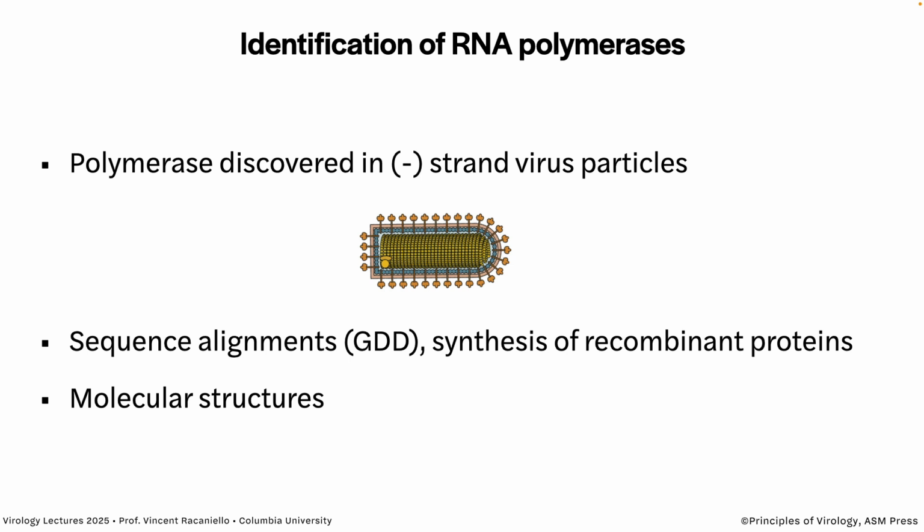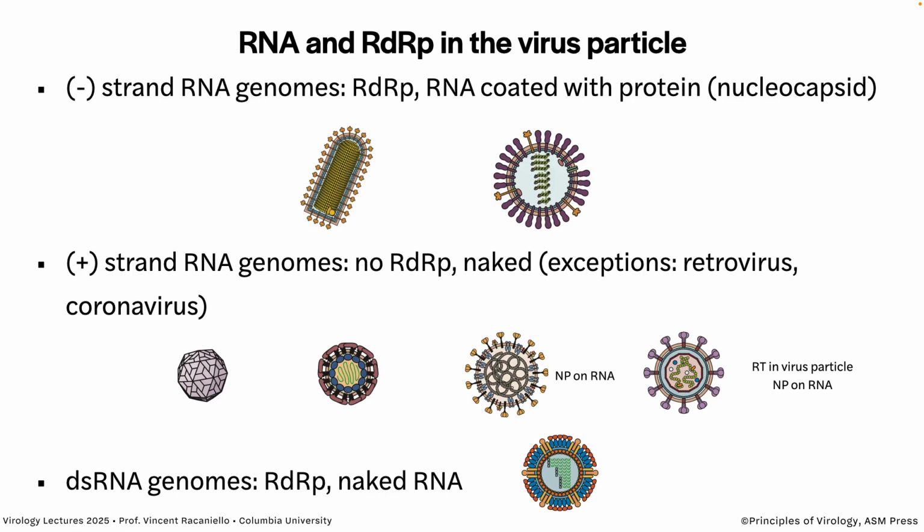Then in the era of recombinant DNA and sequencing, we were able to see certain amino acid motifs like GDD, Gly-Asp-Asp, that were signatures for the active site of an RNA polymerase. We're able to make recombinant proteins that show they have activity and solve molecular structure. So we've come a long way.